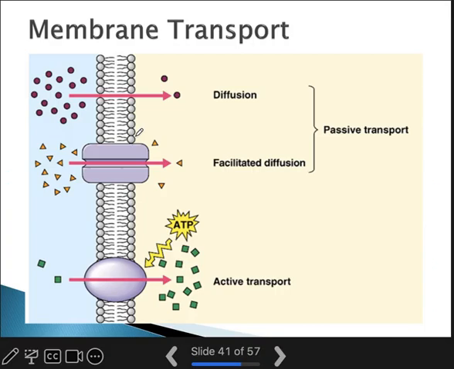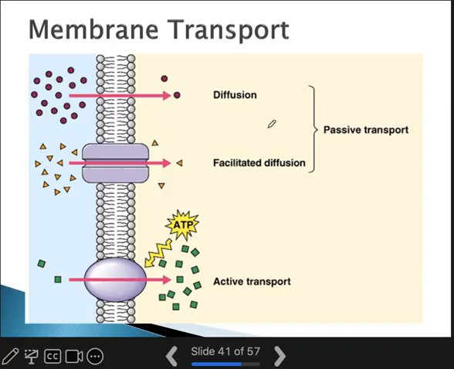Okay? So here's a drawing of that. If we're simply diffusing through the membrane, this would be, for example, oxygen, carbon dioxide. This is a form of passive transport because the cell is not utilizing any energy to allow for this to occur.